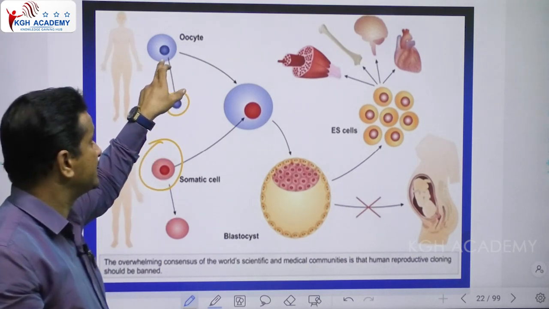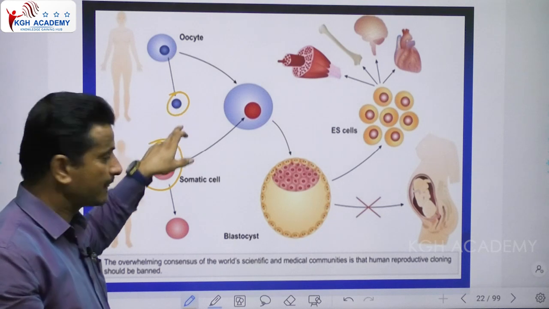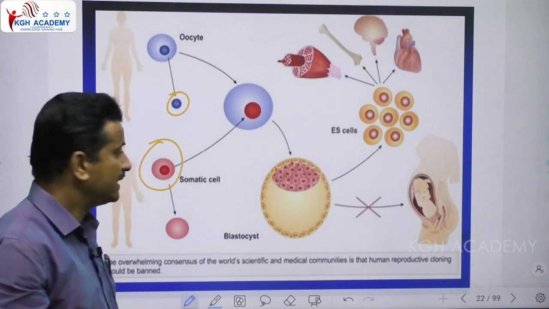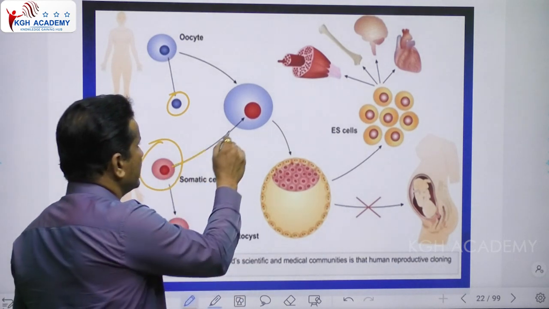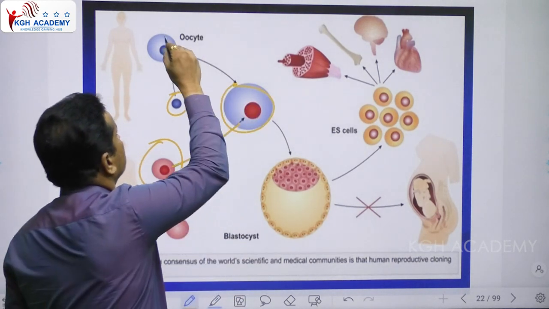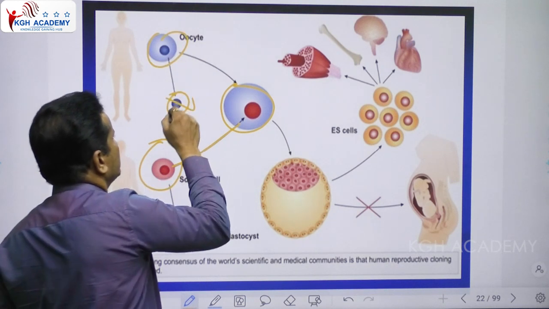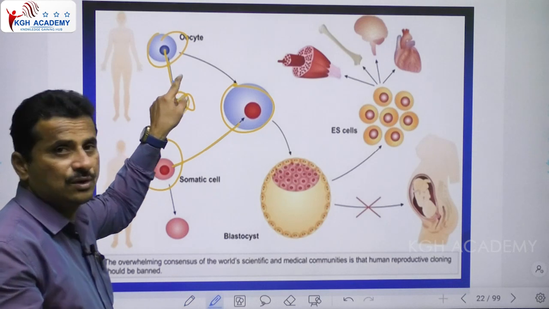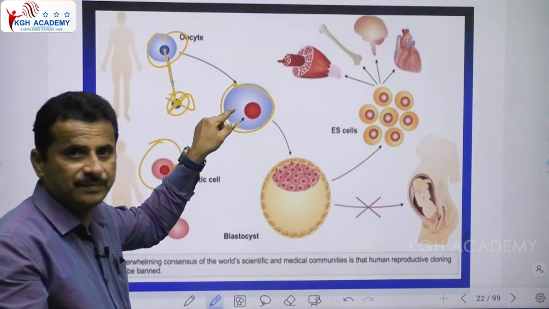Once again, this is the egg cell, and the nucleus is removed. And this is the somatic cell, and its nucleus is removed. They transferred this somatic cell nucleus into the egg cell. This cell, they removed this one. They separated this nucleus. Oocyte means egg.